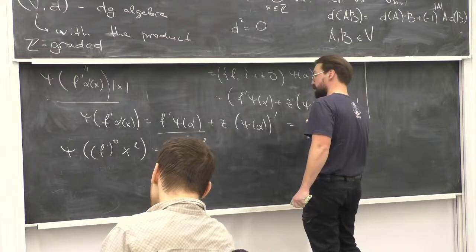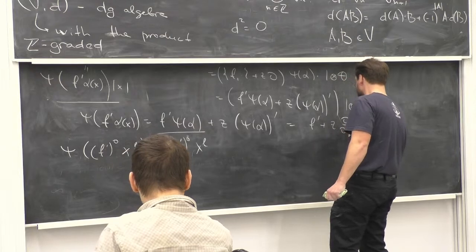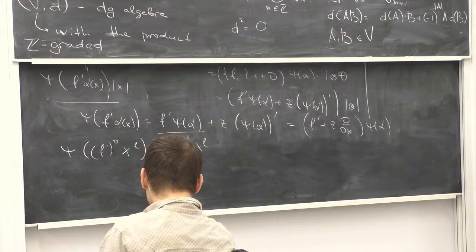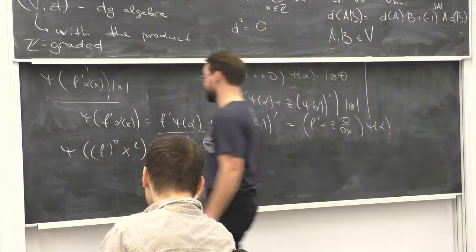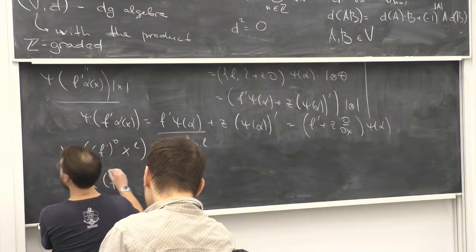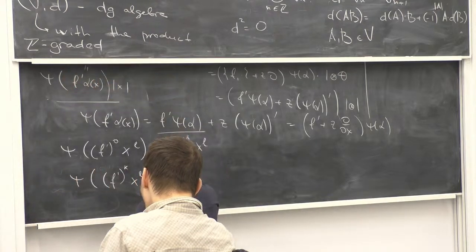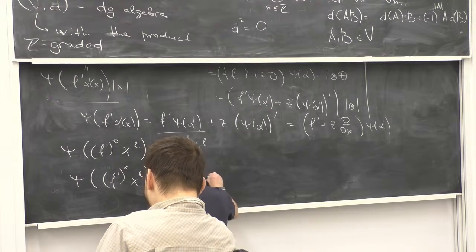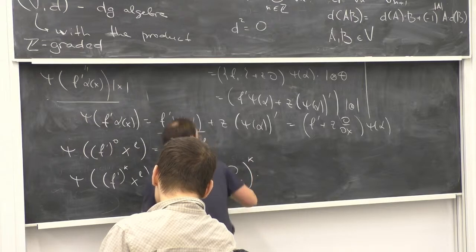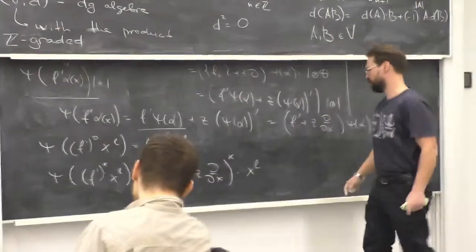So if one writes this as phi alpha plus z d by dx applied to psi alpha, then this says that psi of psi prime to the power k xl is equal to f prime plus z d by dx to the power k applied to psi of x alpha, that is x alpha. Oh, sorry, x alpha.